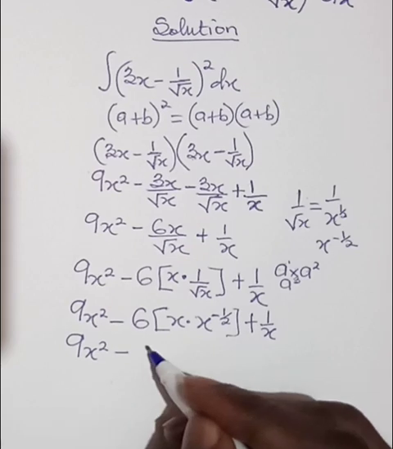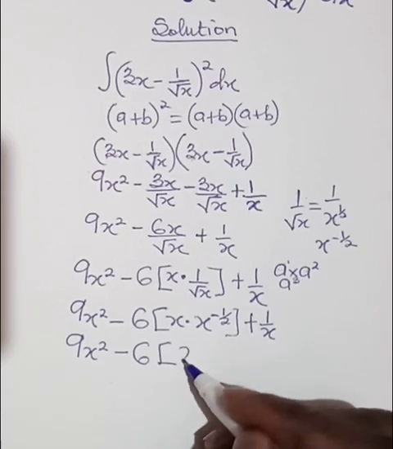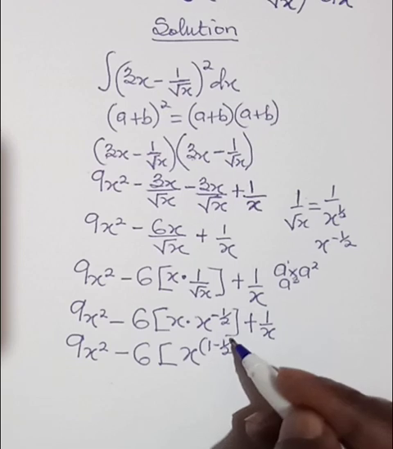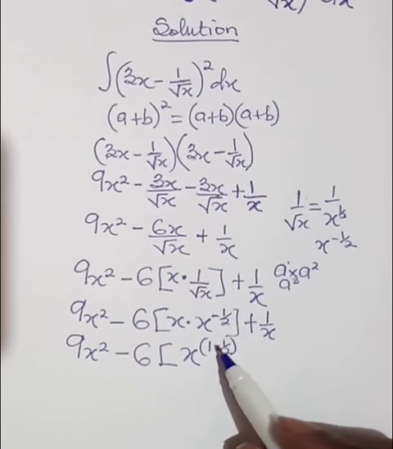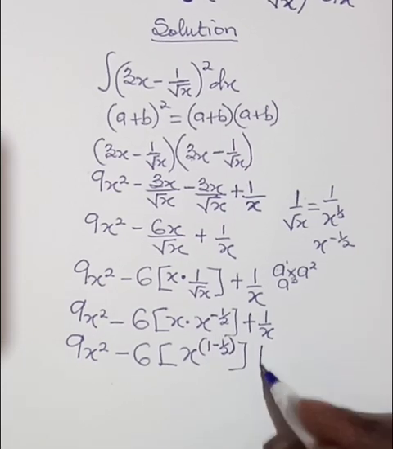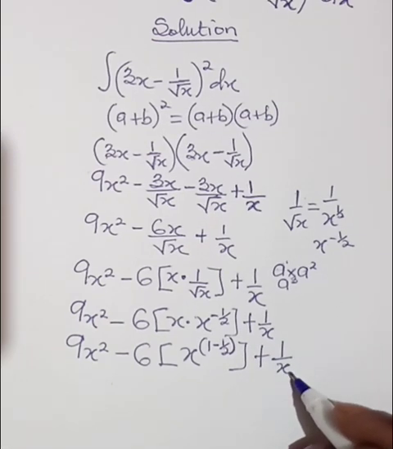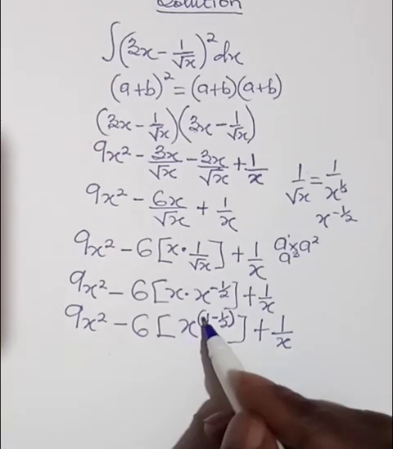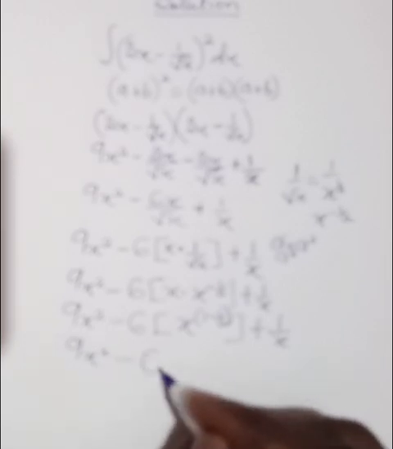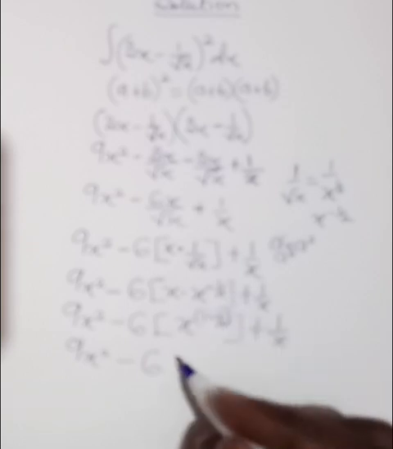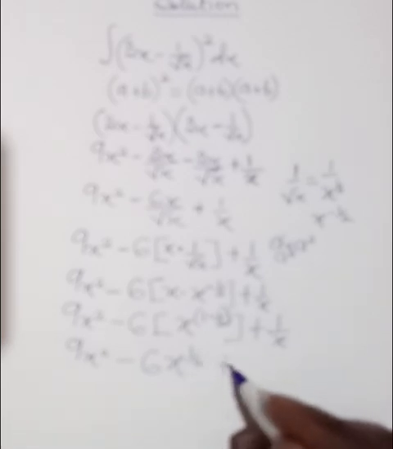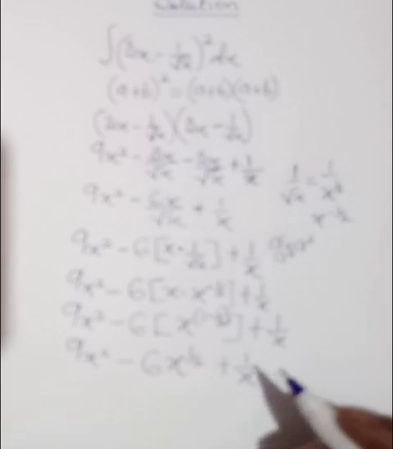So I can further write this as x, 9x squared minus 6. Then here will be x exponent 1 minus this. Because it is minus, that's why I didn't bring the addition, but we are adding. Okay, good. So we can have this plus 1 on x. Great. So we can just add them. Then we further write 9x squared minus 6. So if we add this, then we are getting 6x exponent half plus 1 on x. Great.